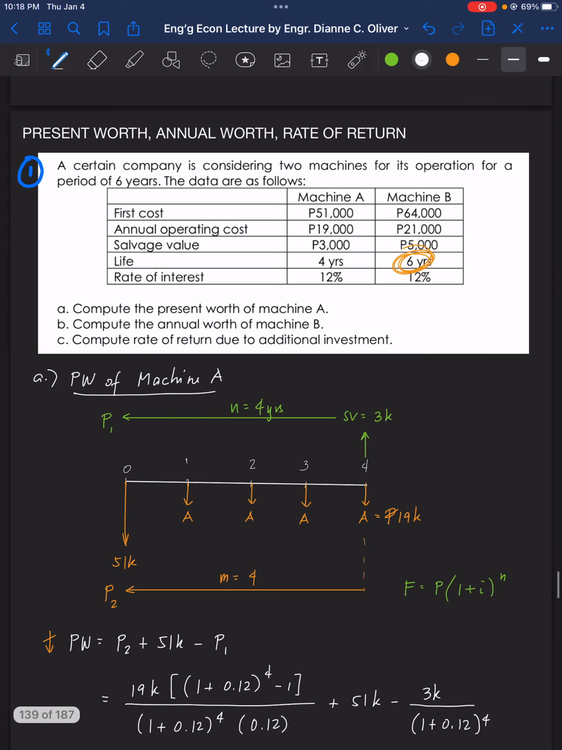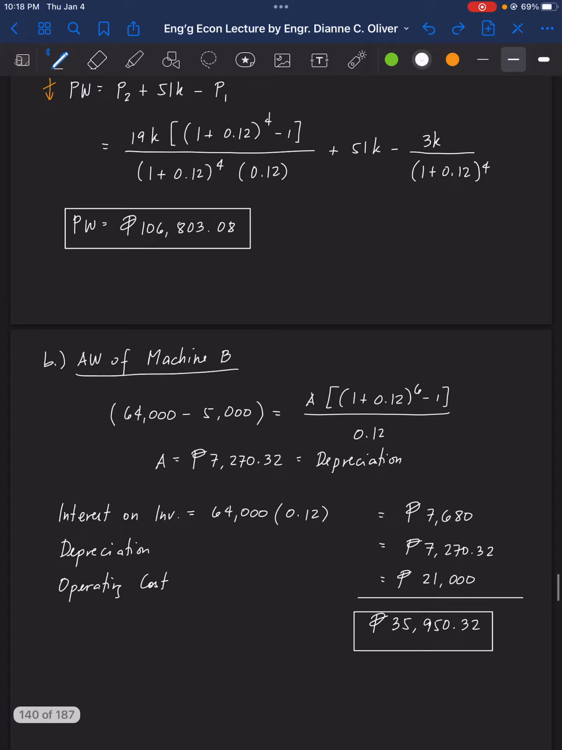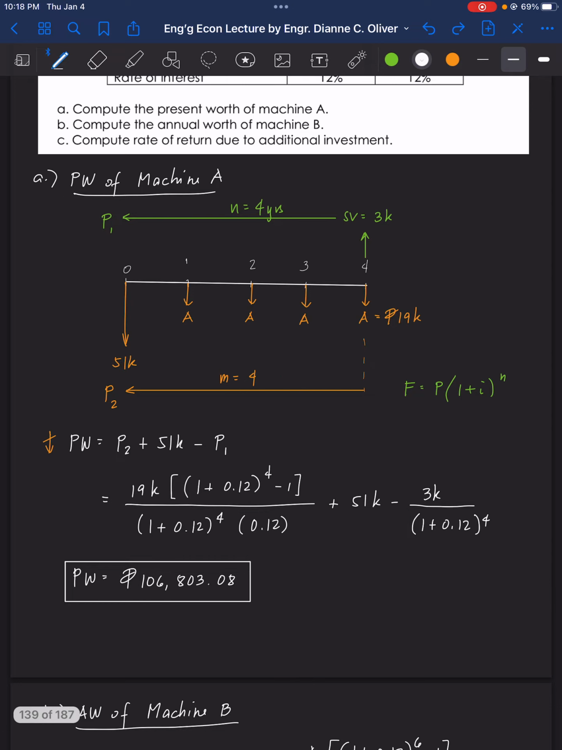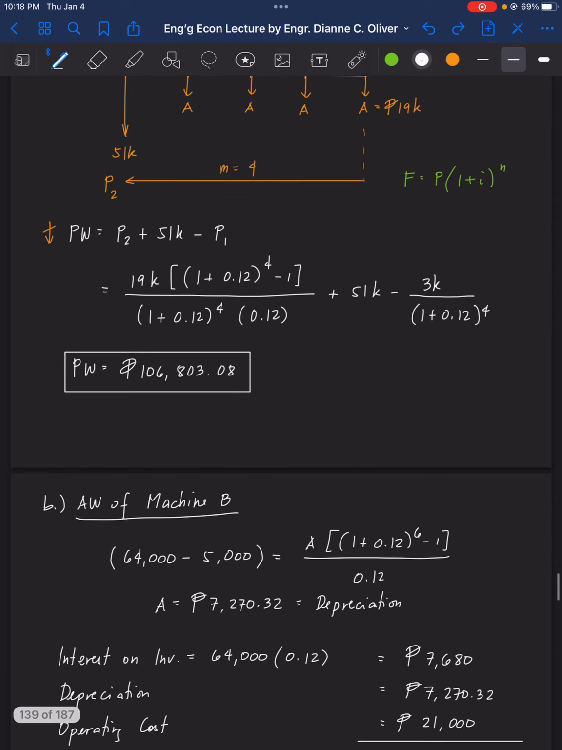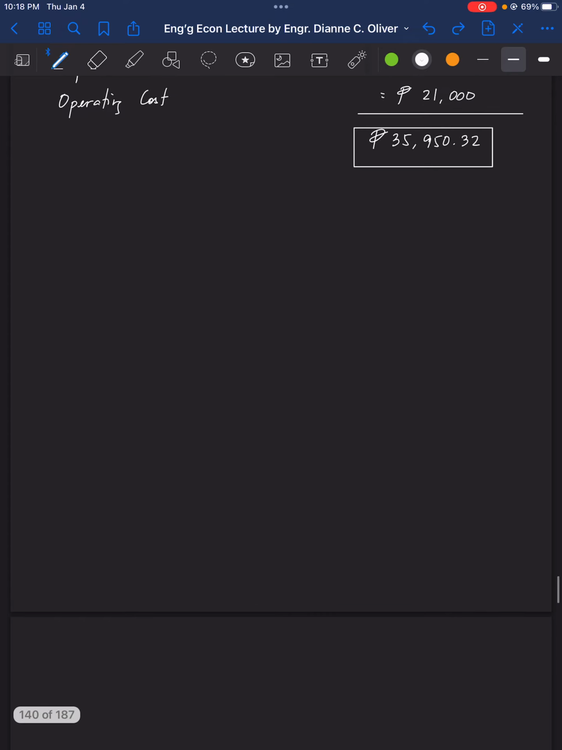Next, the rate of return due to additional investment. So ROR. So this is the present worth. Then this is the annual worth. Then finally, we have the rate of return C.